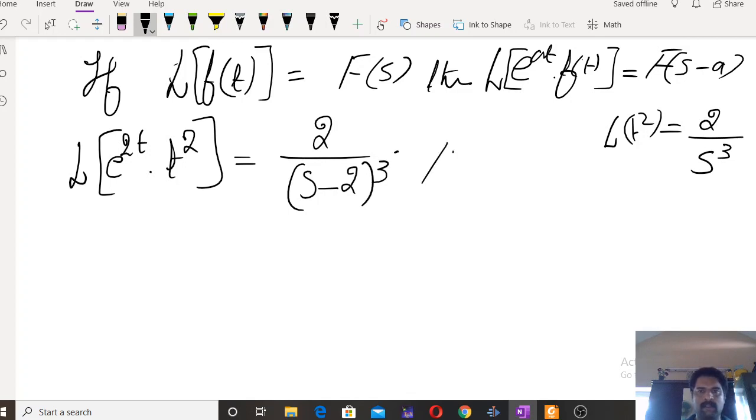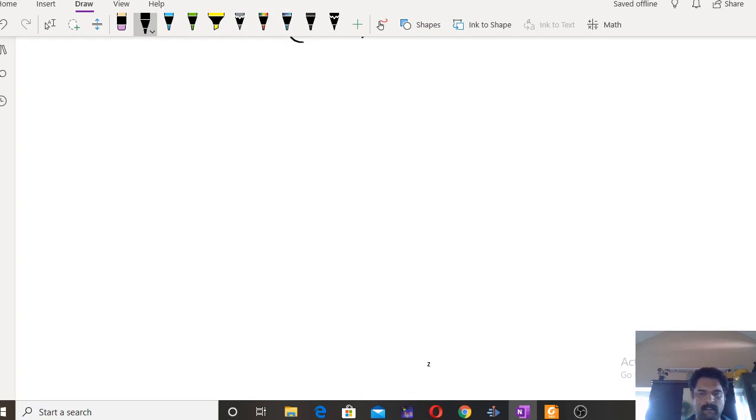So that is our required Laplace transform. This is a simple result by which we can find the Laplace transform of a lot of functions. Let's consider another Laplace transform using the shifting theorem.